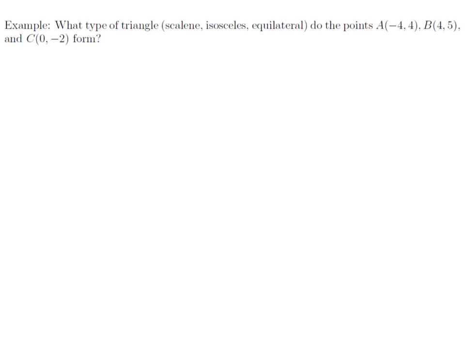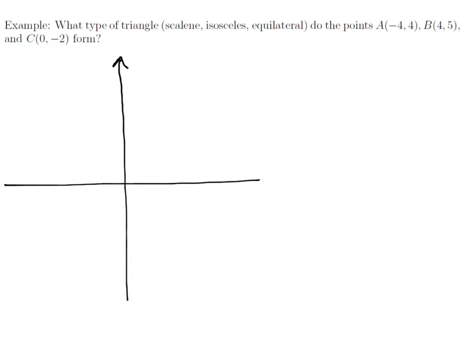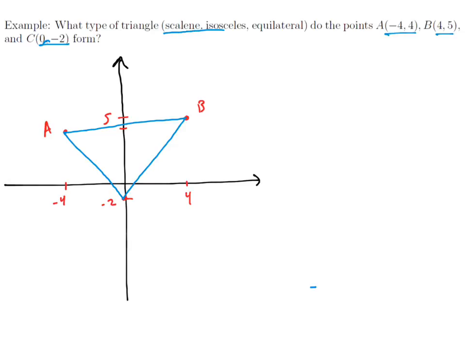This example is a little bit more involved, but still using these same ideas of the distance formula and the midpoint. So we have these 3 points, and we want to know what kind of triangle they make up. So there's the triangle. We have A at negative 4, 4, B at 4, 5, and C at 0, negative 2.